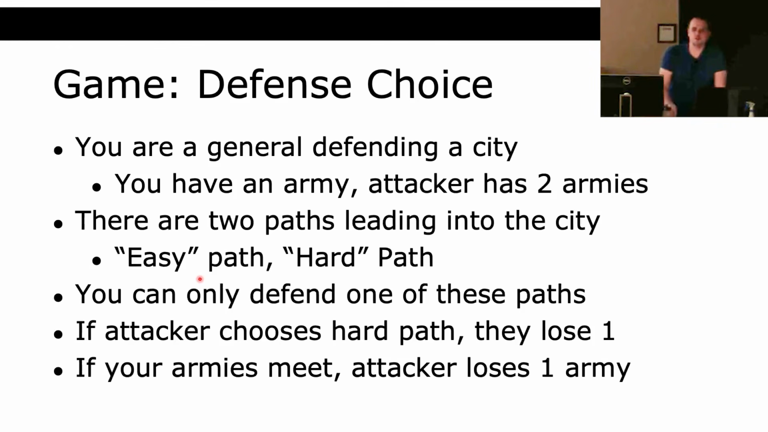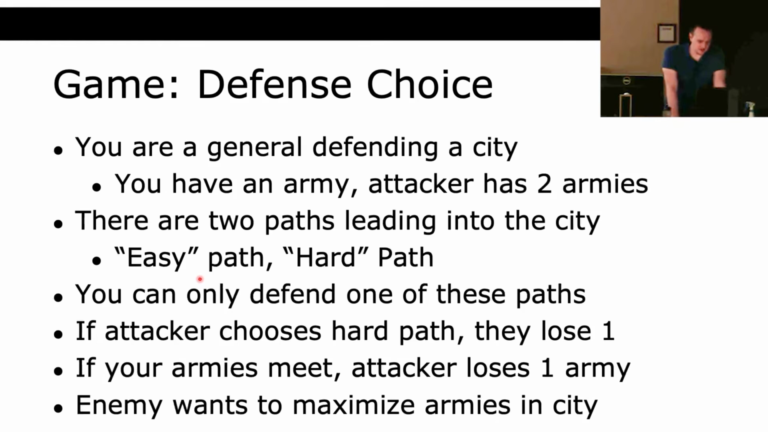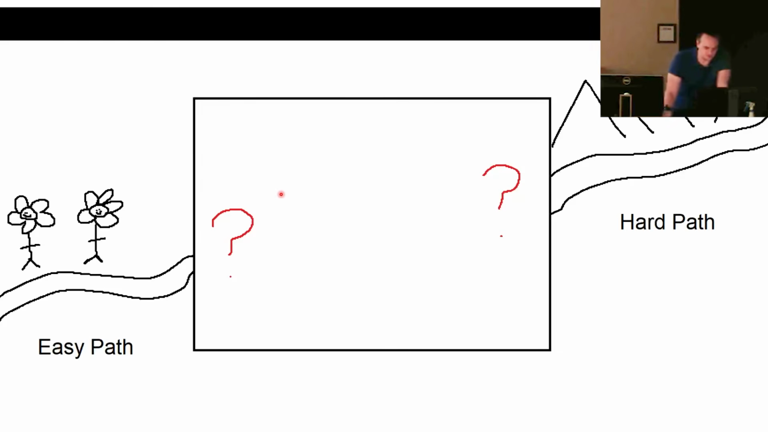But if your armies meet, the attacker loses an army as well because you chose correctly. So if your armies meet, then you both lose an army, okay? The enemy wants to maximize the number of armies that they get into your city. Obviously, they're trying to take over this city. So let's have a look. This is what it is, right? There's this easy path, there's a hard path. Where do you put your army? You can only put them in one place.